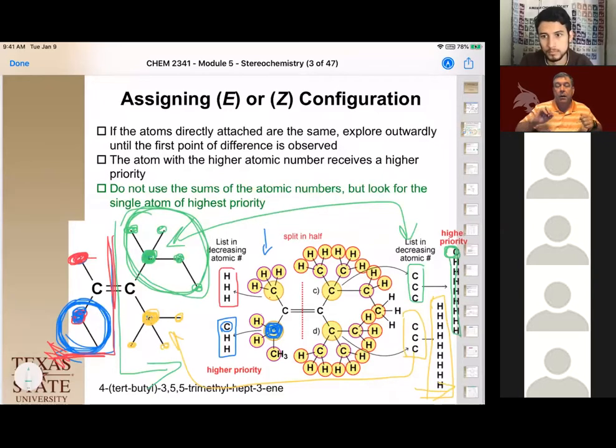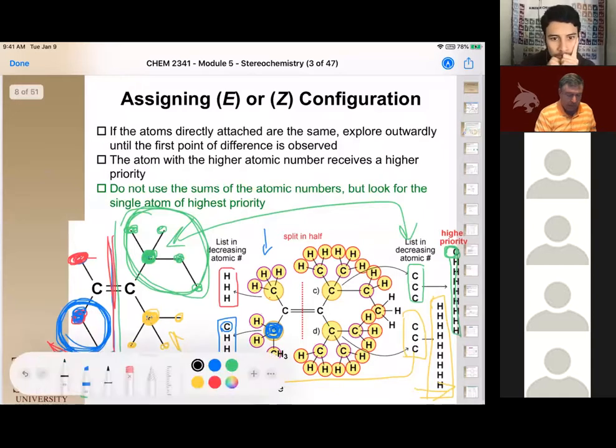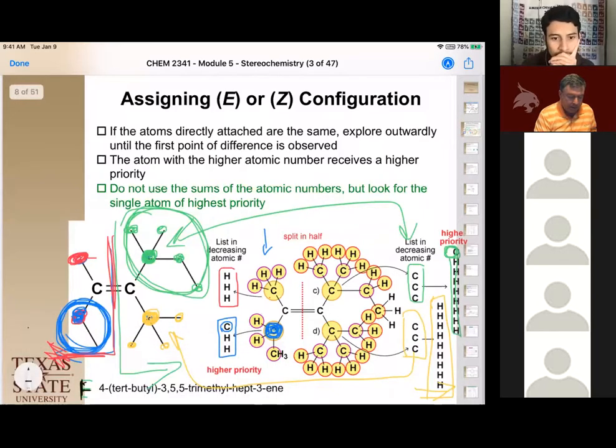So they are not on the same side, they are across from each other, which makes them engegen. That means we put an E out in the front, to define the stereochemistry of this compound. Okay, so first rule, atomic number. Second rule, keep going out until there's a difference. Okay, there's a third rule.